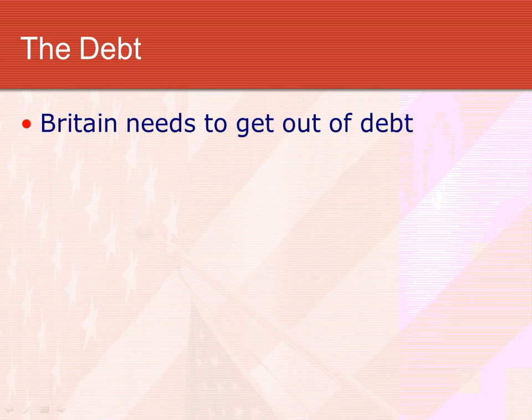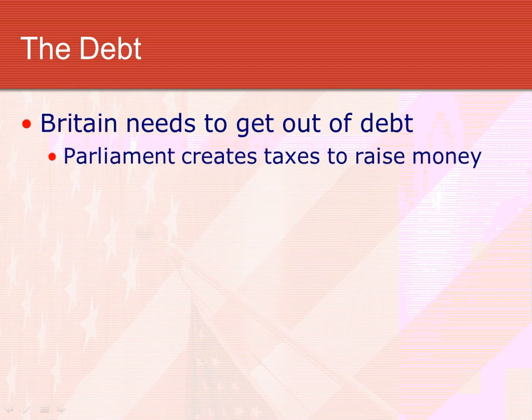Raising taxes. And that's exactly what happens. Parliament. And remember, we talked about Parliament. It's like Congress. It's where the representatives are. Parliament in Great Britain creates taxes to raise money. Benjamin Franklin, one of our founding fathers, says there's nothing certain in life except for death and taxes. Taxes are a necessity for government to work. So Parliament creates taxes to raise money.